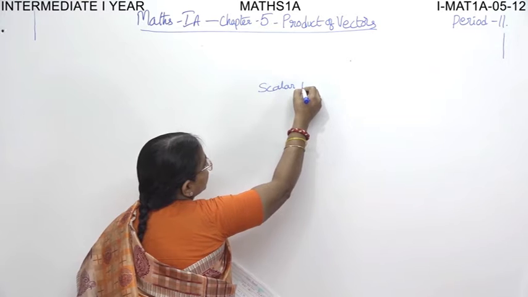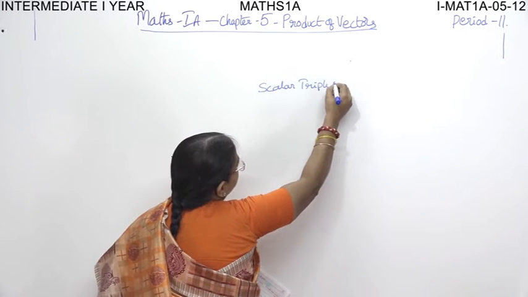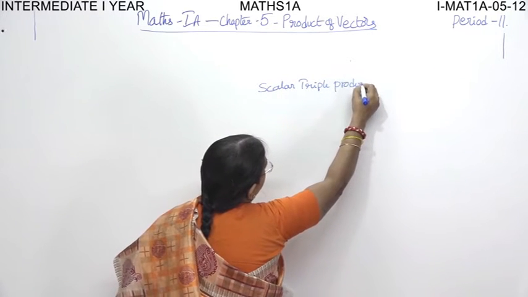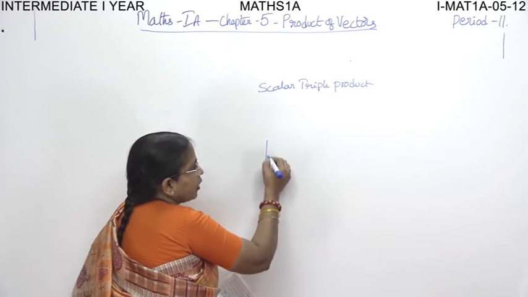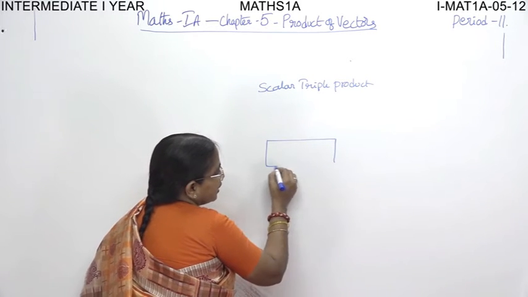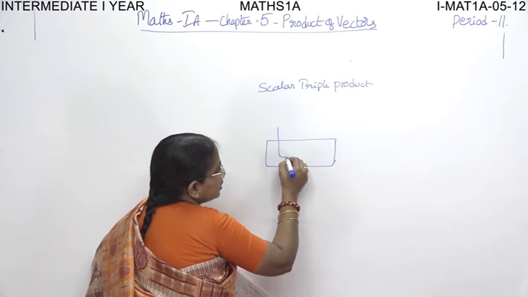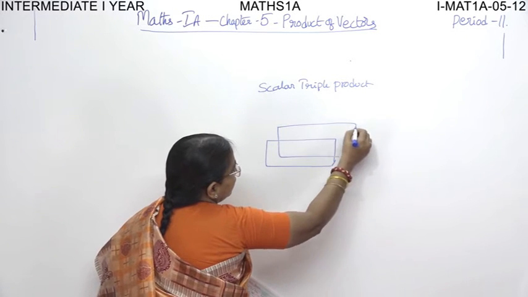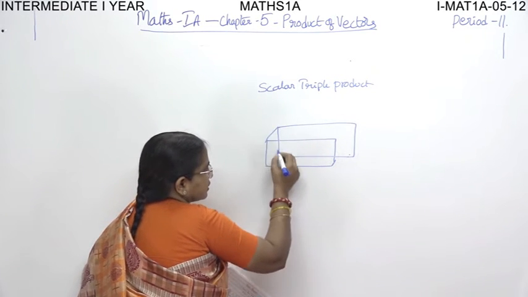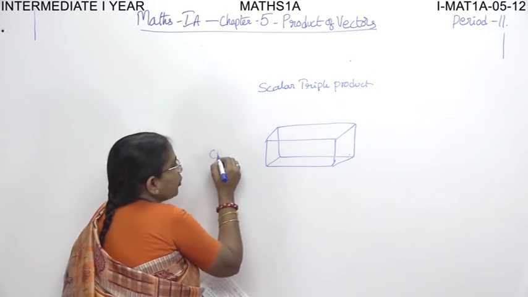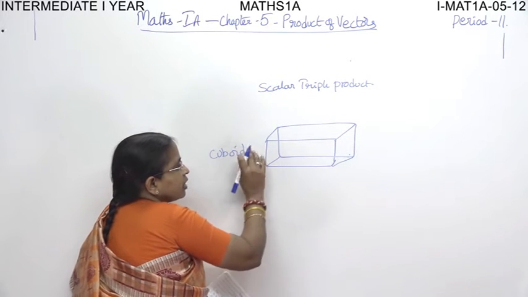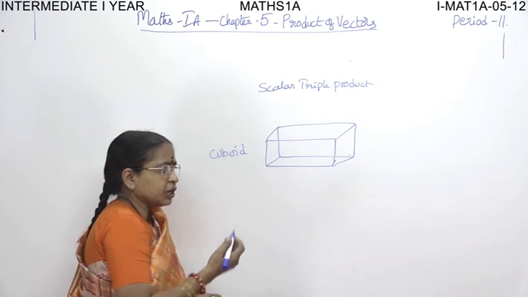Geometrical interpretation of scalar triple product. How is it interpreted? So we have a cuboid. Cuboid means what? It is a solid where all sides are rectangles. This is a cuboid. Now, if all sides are squares, it is a cube.